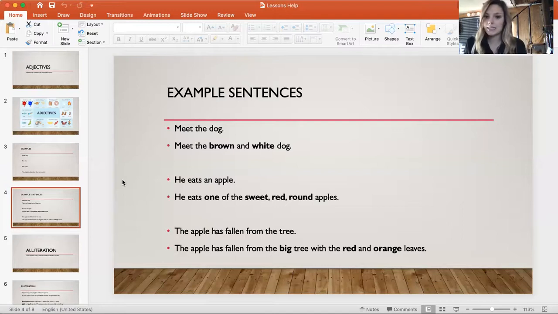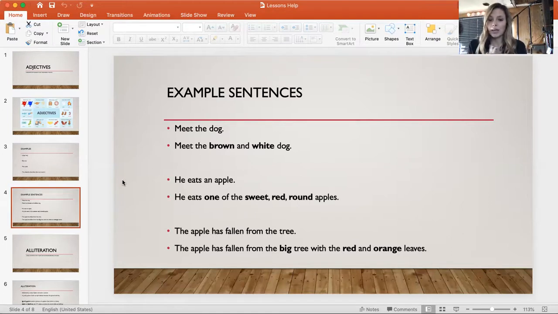Some example sentences. Your sentence without an adjective might be, meet the dog, but you could make it more detailed and give more description, and then that turns into, meet the brown and white dog. So instead of just picturing a random dog, I'm now picturing a brown and white dog. The sentence, he eats an apple. Okay, I'm not really picturing much in my head when I read that, but when I add my adjectives, I picture more. That sentence with my adjectives can turn into, he eats one of the sweet red round apples.